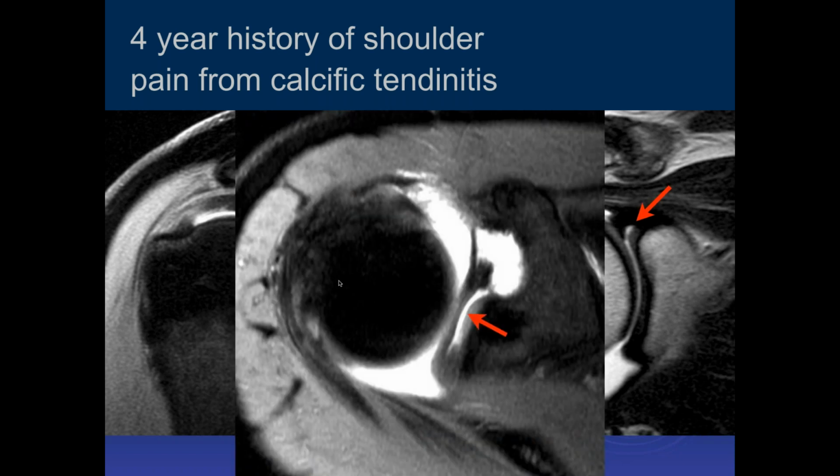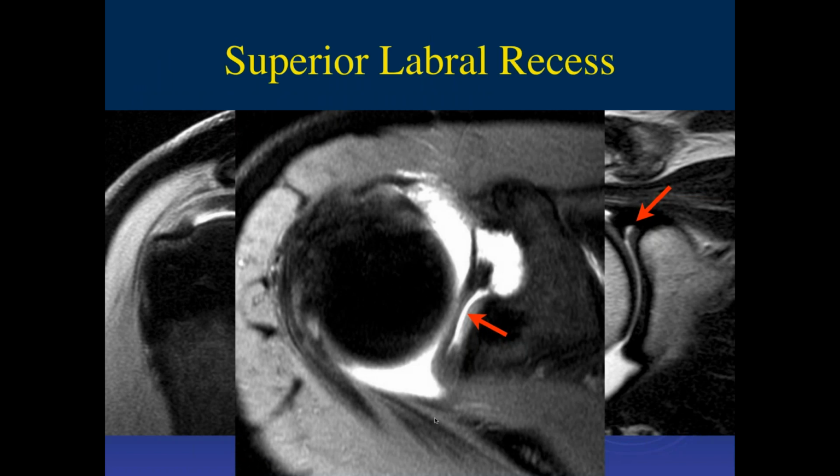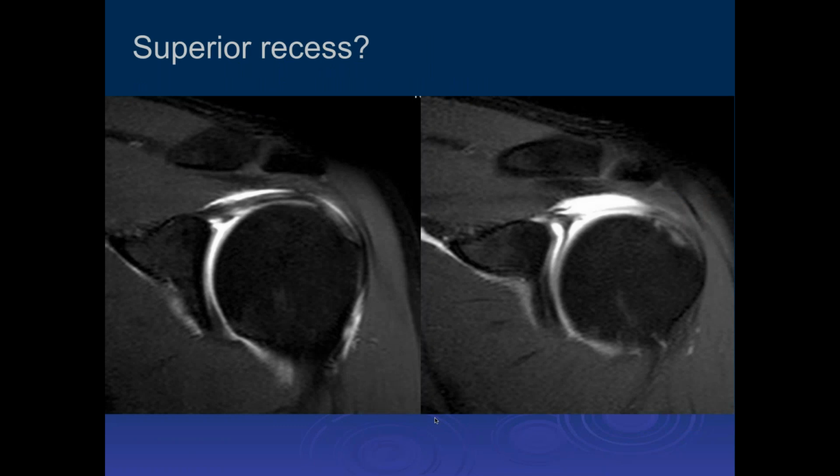On the axial images, it can look like this. Nice smooth edges, that's a superior labral recess. So here's a question. Here we can also see a little bit of the labrum, the big separation. Things are relatively smooth here. We see fluid going in that area.